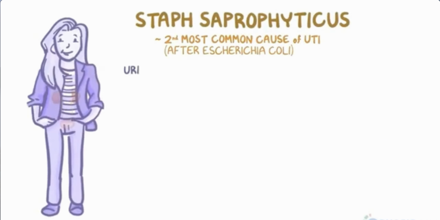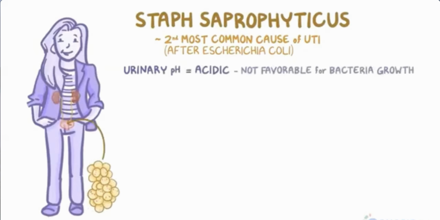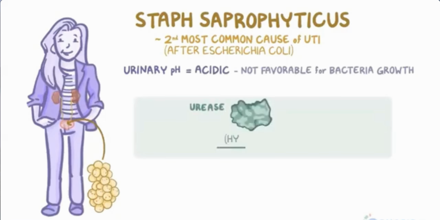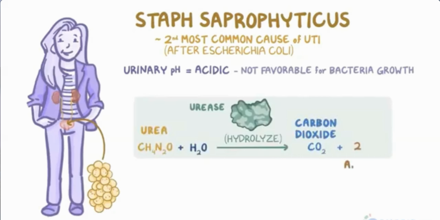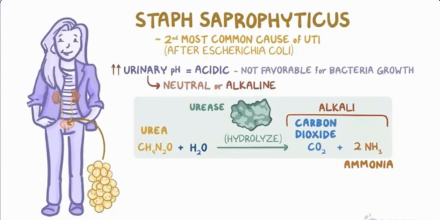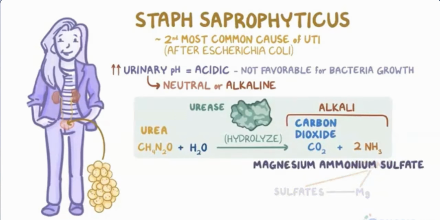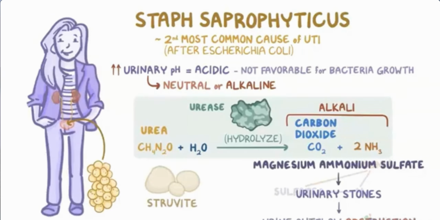You see, the urinary pH is normally acidic, so it's not favorable for bacteria growth. But as soon as Staph saprophyticus gets into the urinary system, it uses urease to hydrolyze urea into carbon dioxide and ammonia, which is an alkali. So ammonia increases urinary pH until it's neutral or alkaline, favoring bacterial growth. Additionally, ammonia can form complexes with magnesium and sulfates, and precipitate into magnesium ammonium sulfate. This can lead to the formation of urinary stones, called struvite, which can cause urine outflow obstruction.